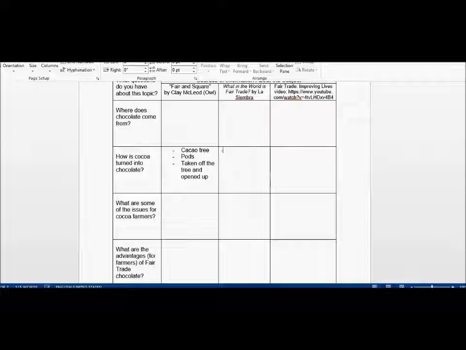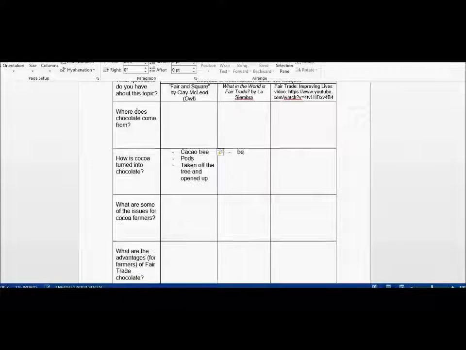The information in the article and in the split image routine, which comes from the What in the World is Fair Trade resource, basically confirms itself. So those are two sources of information that are corresponding with each other, so it shows that there's some trustworthiness to the information there. So the beans need to be dried.